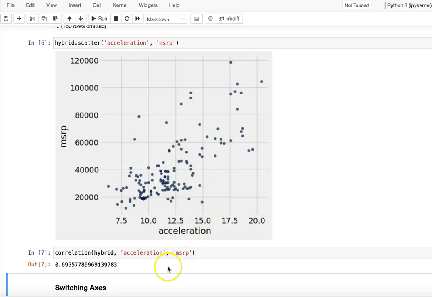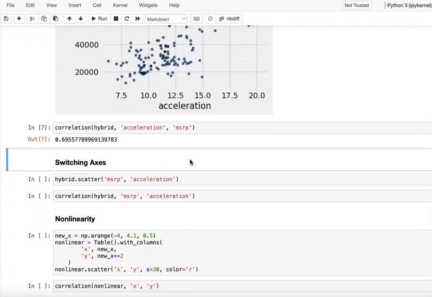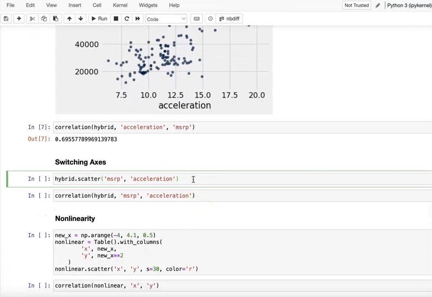So now, if I count, here we have acceleration as the x-axis and MSRP as the y-axis. If we reverse the x and y axes, how will the scatter plot look? Pause the video and think about that before we see the answer. So that's here, right? Let's convert the scatter plot.